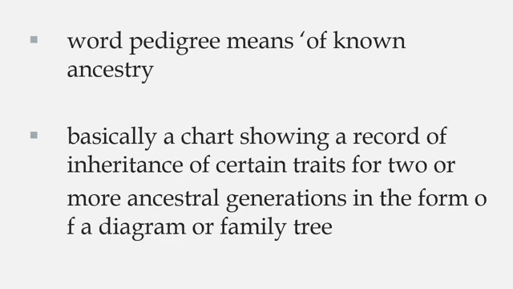And pedigree basically is a chart showing a record of inheritance of certain traits for two or more ancestral generations in the form of a diagram, okay, or family tree. So we will see the diagram. So here the minimum requirement is that a minimum of 2 generations will be required for it to be called a pedigree chart. Okay.